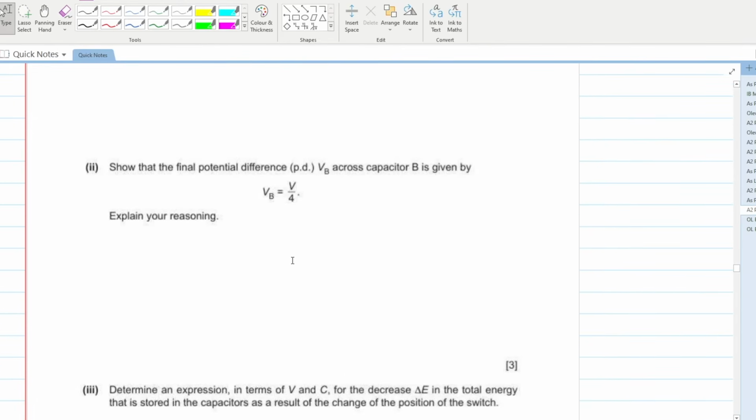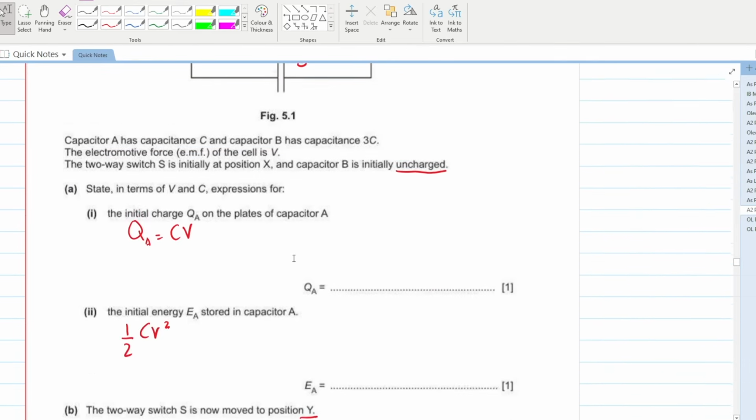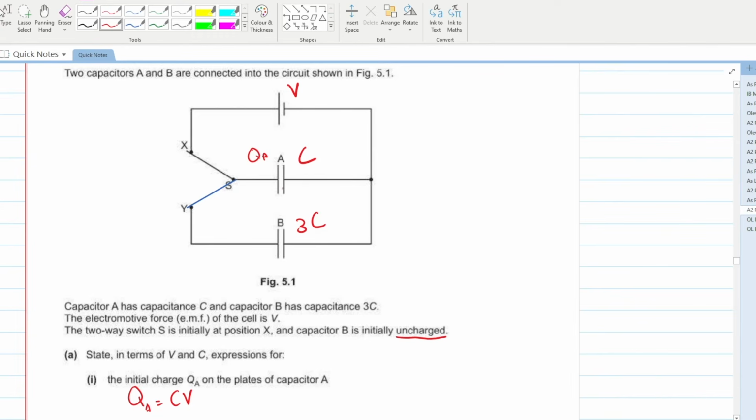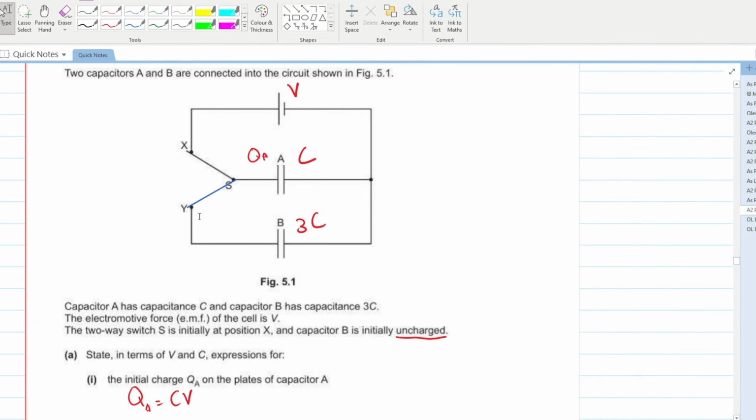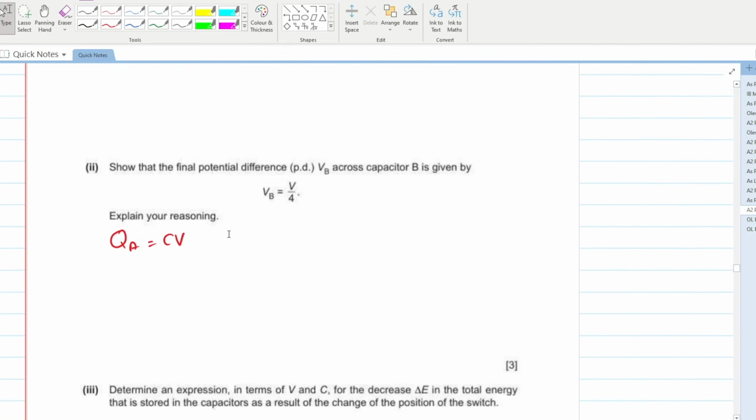Show that the final potential difference VB across capacitor B is given by this value. ठीक है. We have to show that VB is given by this value. But we know that the charge on A is equal to what? CV. And when we connect the switch to point Y, what will happen? This charge CV will get divided into two. One will be the charge on A and one will be the charge on B.